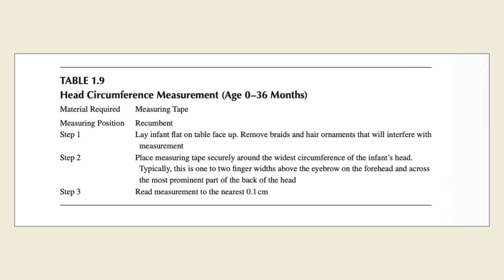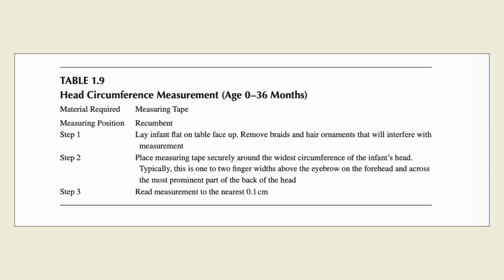Head circumference. Head circumference serves as a reflection of brain growth. It should be measured around the head parallel to the floor, with the tape just above the eyebrows in front and around the most prominent portion of the occiput. Table 1.9. Standardized head circumference charts can be used to assess a child's head circumference compared to the median for age and gender. Appendix A.